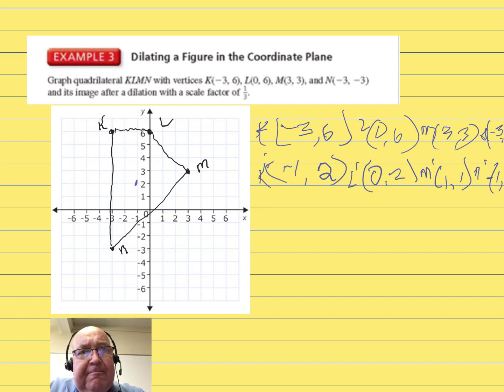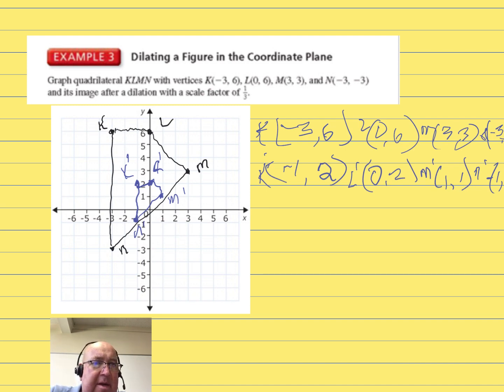Negative 1 and 2. 0, 2. L prime. K prime. M is going to be 1 and 1. M prime. N is going to be negative 1, negative 1. And that's going to be N prime. And our shape dilated is going to look like that inside the original shape.